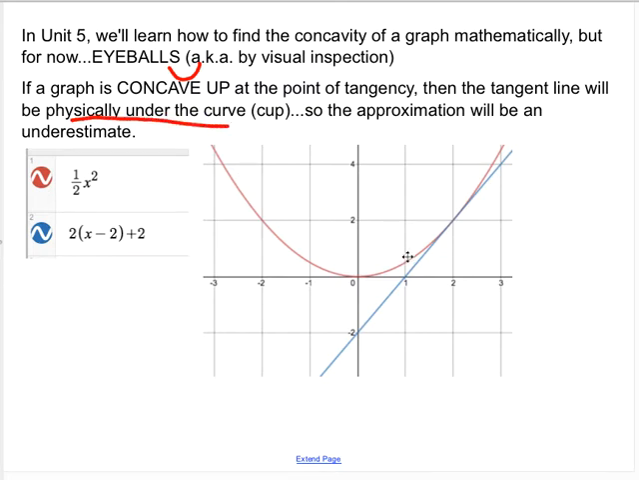See how at this point of tangency, this graph is cupping upward, and you see how the blue line is under the curve. So if you're told the concavity of a function, then you can determine if the estimate using the tangent line is under or over. So if I were to use this tangent line to estimate this curve, any estimate I get will be physically lower because that line runs under the cup. The cup is cupping upward, the line is fitting under the cup, okay?